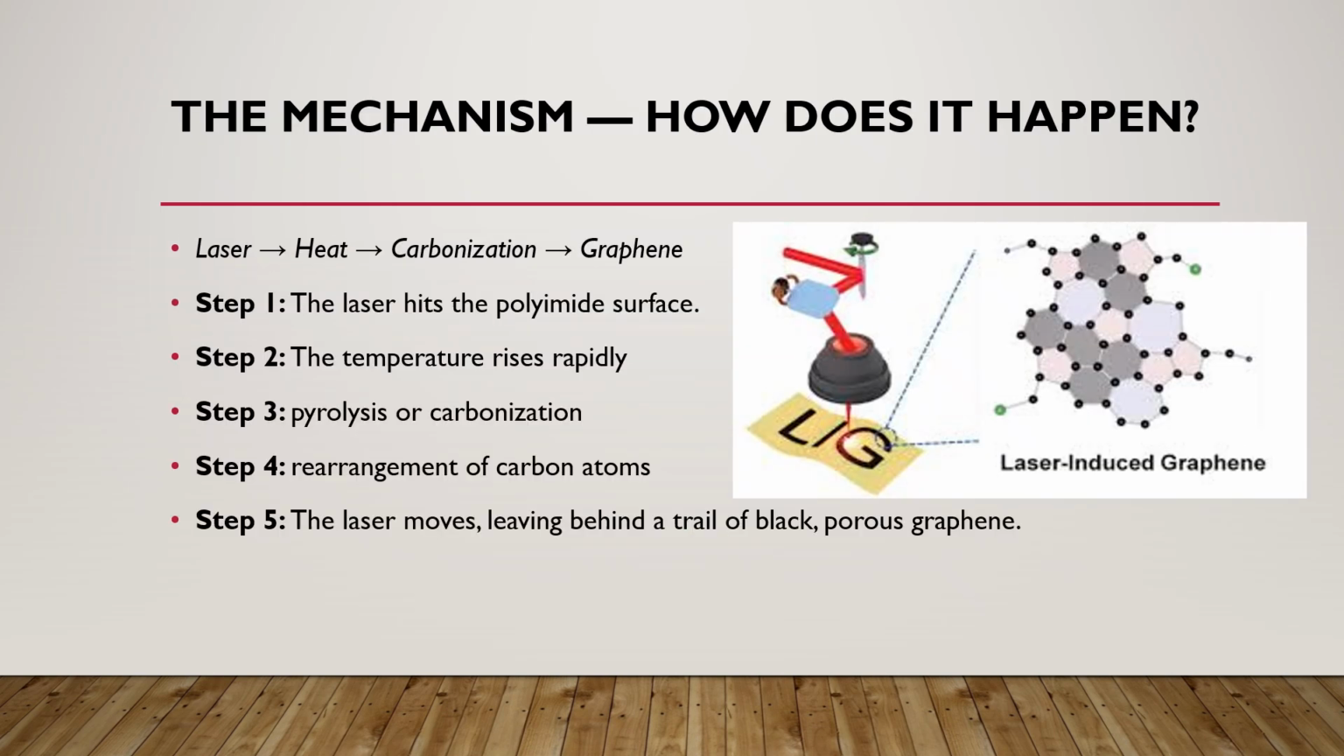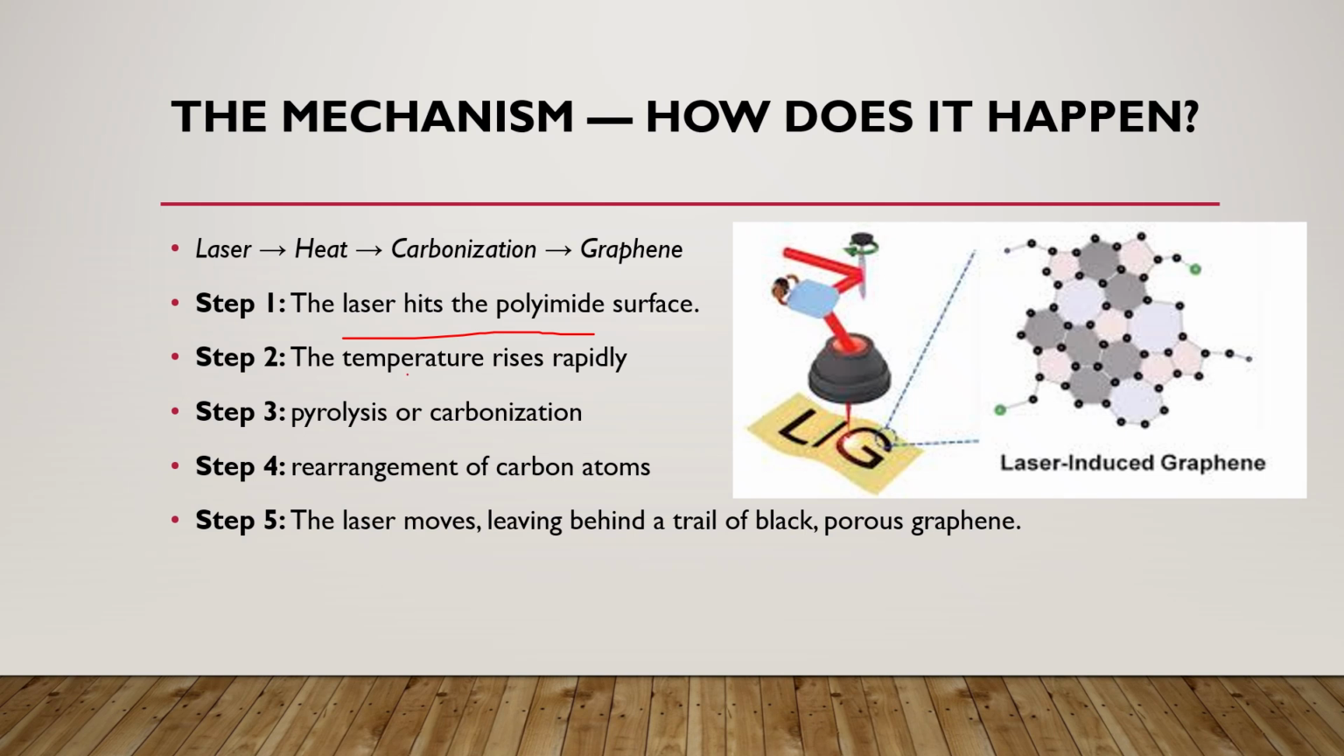So I will describe the mechanism in 5 steps. So what is step 1? Step 1, the laser hits the polyimide surface. And in step 2, the temperature rises rapidly over 400 degrees Celsius, sometimes over 1000 degrees Celsius at the laser spot.